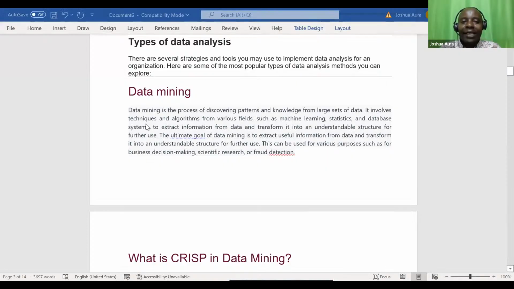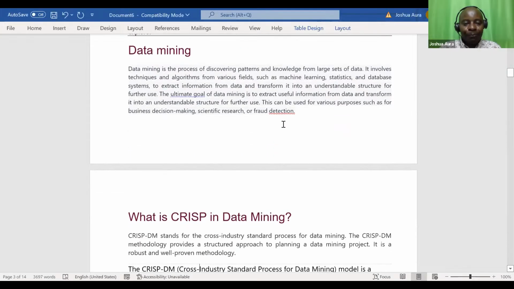So I'm repeating again that data mining is a process of discovering patterns and knowledge from large sets of data. It involves techniques and algorithms, and we shall be able to understand what algorithms are, from various fields such as machine learning, statistics, and database systems, to extract information from data and transform it into an understandable structure for further use. That is very important to me.